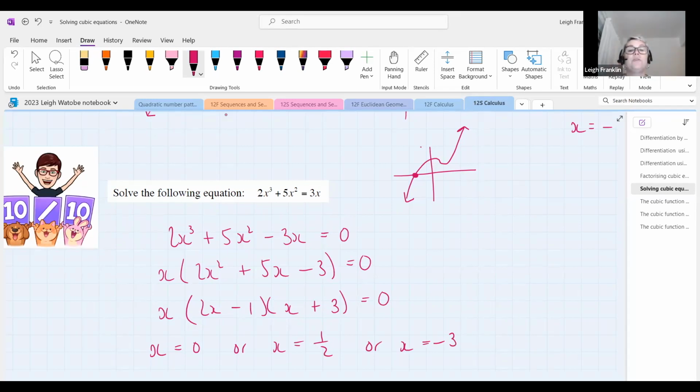It's just a matter of making f of x equal to 0 in order to be able to solve your cubic equation. Sometimes you're going to have to use the methods that I've shown you. But in this particular question, we could have taken out the x as a highest common factor.